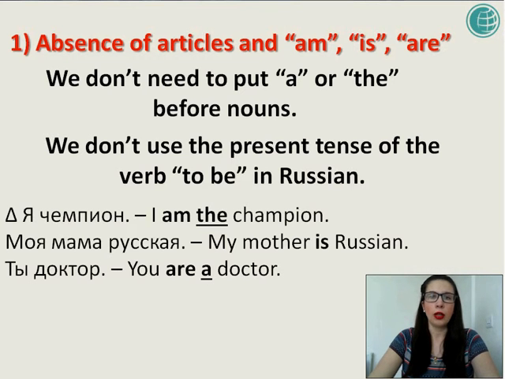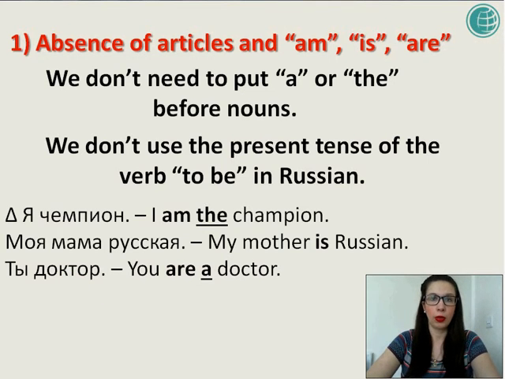For example, to say I am the champion, in Russian language you just need to form the simple sentence Я чемпион. And you can see there is no article here and there is no verb to be, am. Or another example, my mother is Russian. Моя мама русская. In English language it was the verb to be, here is, in Russian language you don't need to put anything. And another example, you are a doctor. Ты доктор. In the English sentence it was article a and the verb to be are. In Russian language you don't need to use both of them.